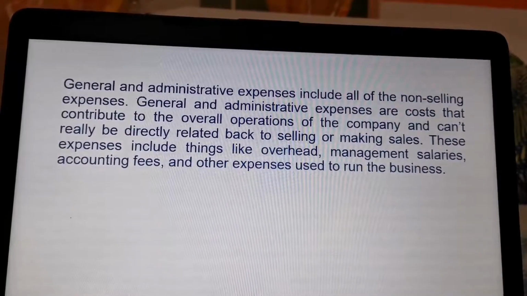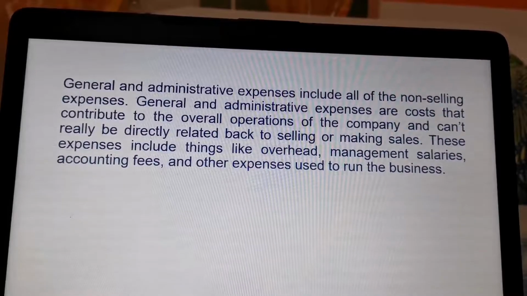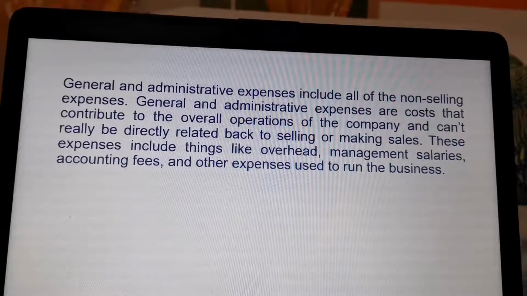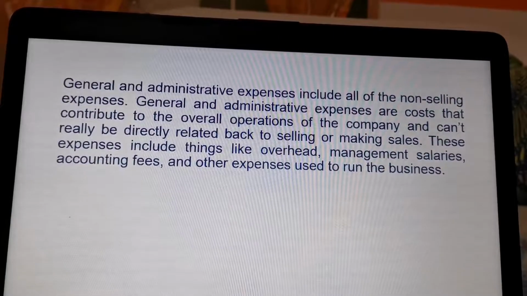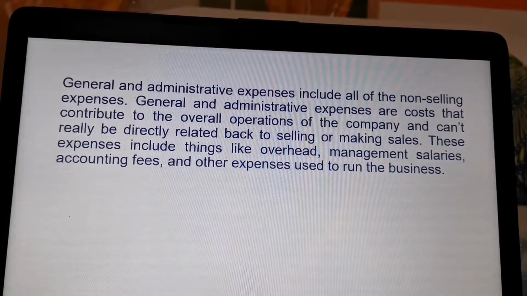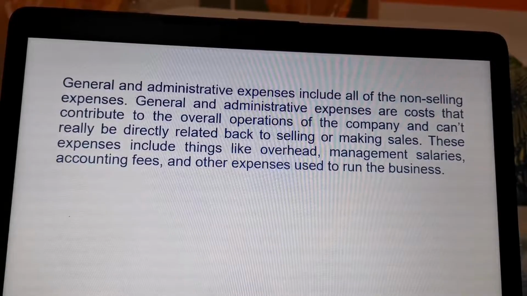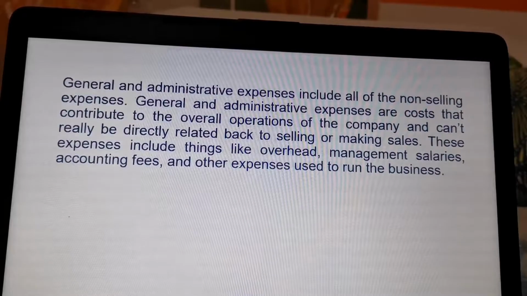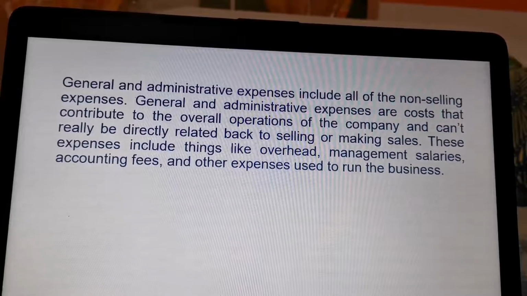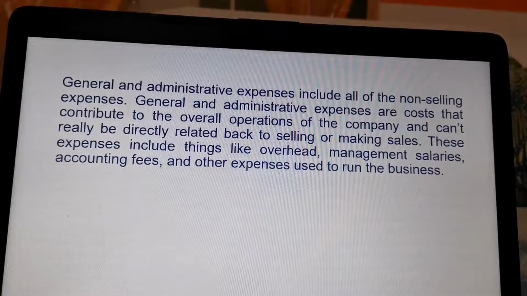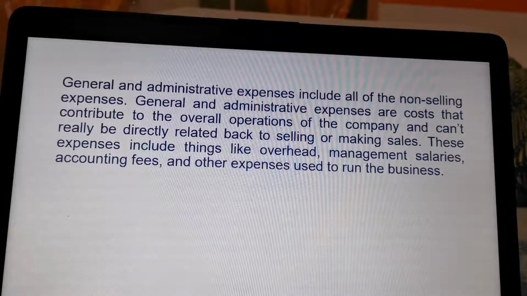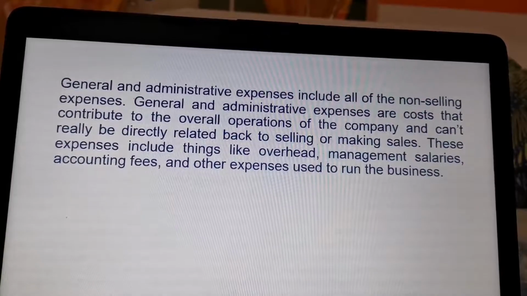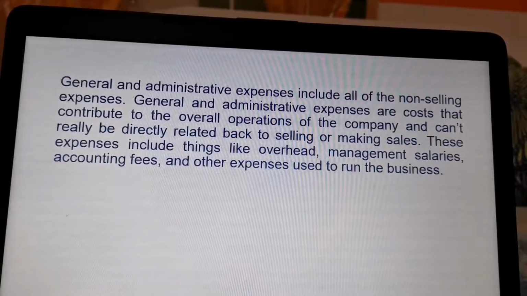So the definition is expenses that are costs that contribute to the overall operations of the company and cannot really be directly related back to selling or making sales. Ayan. These expenses include things like overhead, management, salaries, accounting fees, and other expenses used to run the business. So ayan ang definition ng general and administrative expense.